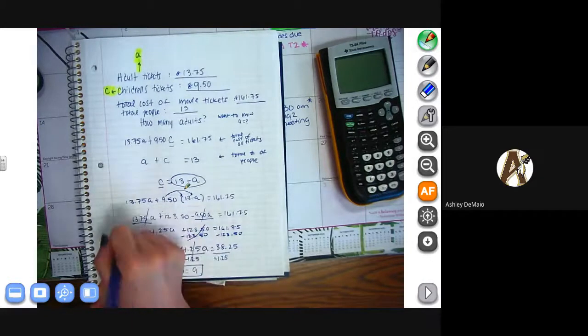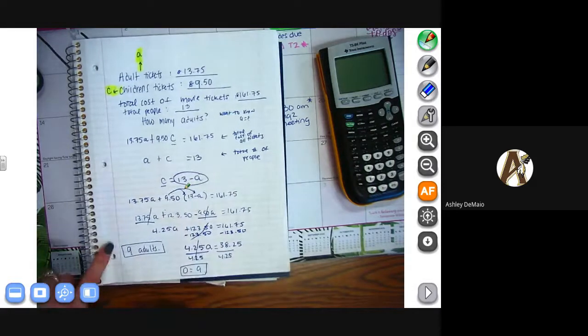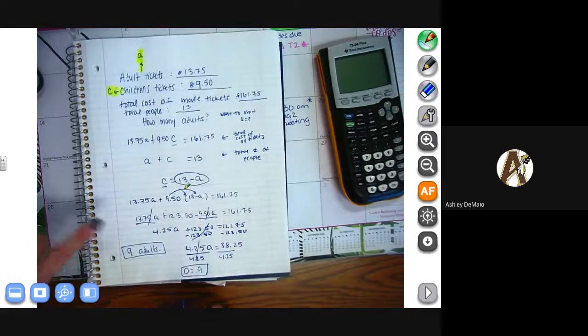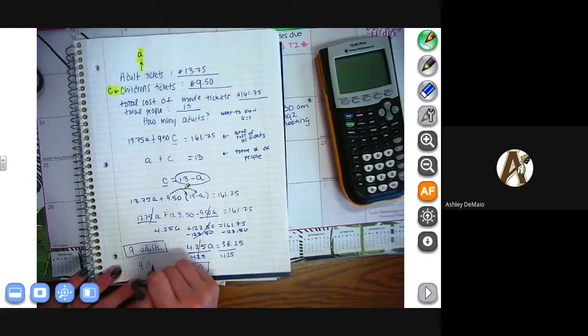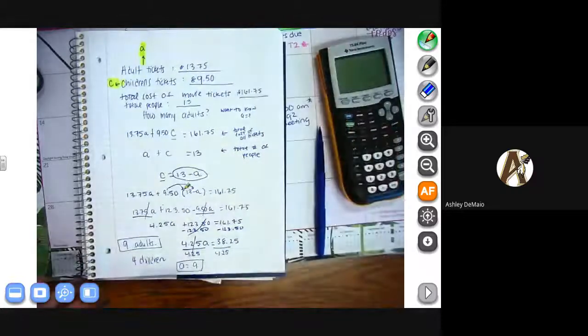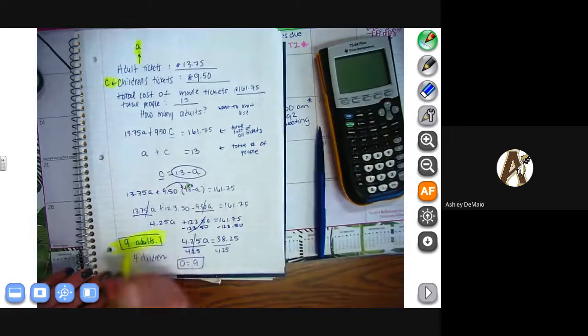So that would be the multiple choice answer you click on. But if you wanted to know as well how many children there are, we could just do children equals 13 minus A. So there would be 13 minus 9 children, which would be 4 children, in case it asked you. Okay, but our answer here is 9 because we found that there are 9 adults when we set up our system of equations and solved for A.